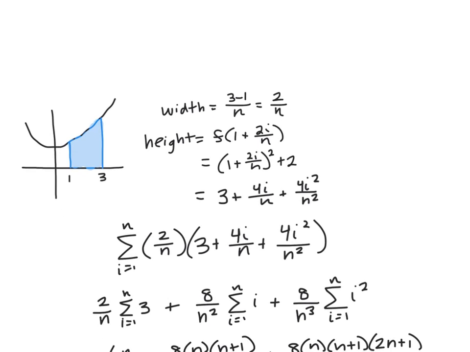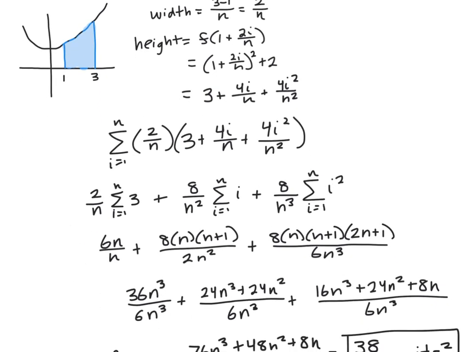So first, let's look at the setup before we look at evaluating that summation. So our width is going to be b minus a over n, so it's going to end up being 2 over n. The height, remember, is f of a plus i times our width. So we have f of 1 plus 2i over n, 2 over n times i. So now we can evaluate this by plugging it into our function, which was x squared plus 2. So we have 1 plus 2i over n squared plus 2. If you multiply out that binomial and combine like terms, you're left with this.